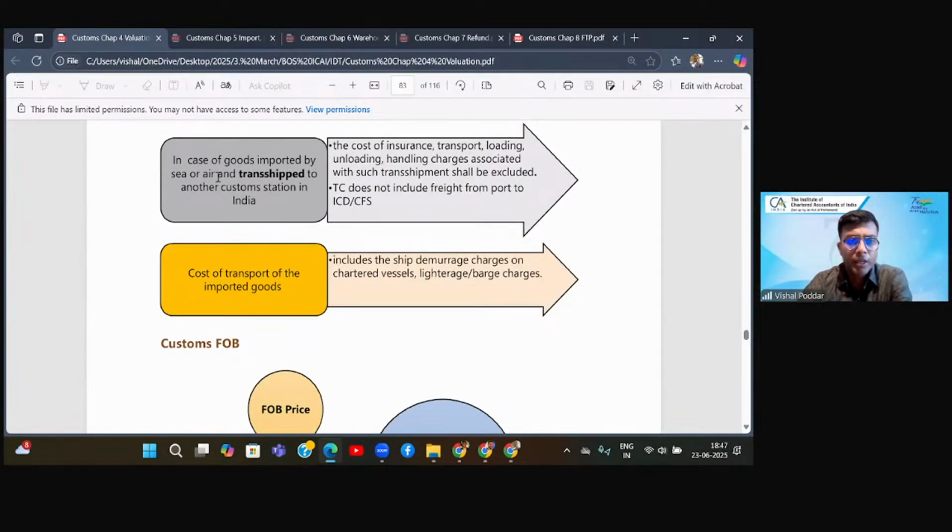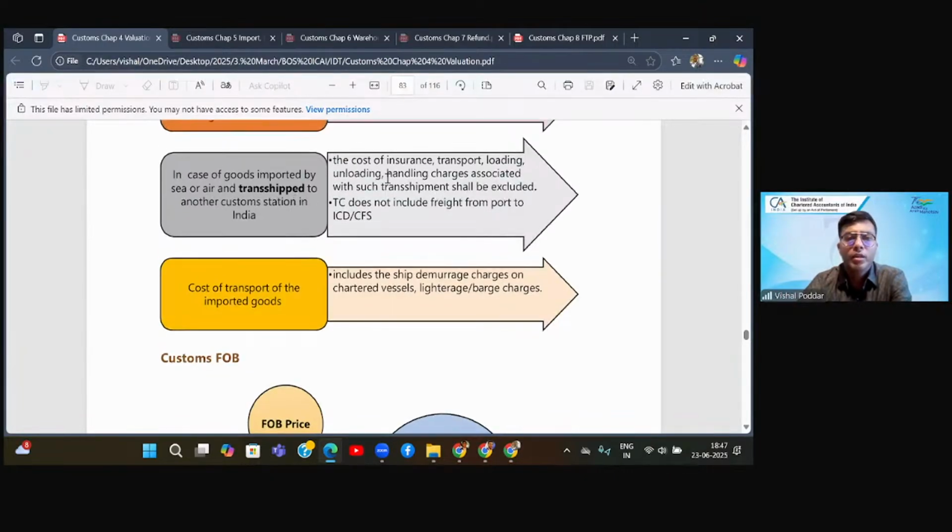Correct? In case goods are imported by sea or air and transshipped to other customs stations in India, the cost, insurance, transport, loading, unloading, handling associated with such transshipment shall be excluded. Why? Because it is being done within India, and we only want the first port of importation costs, not for further transportation within India.